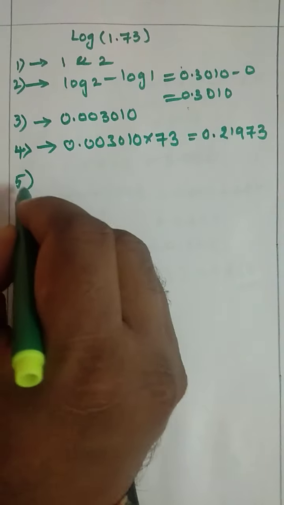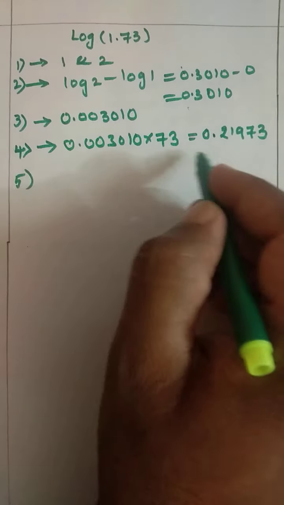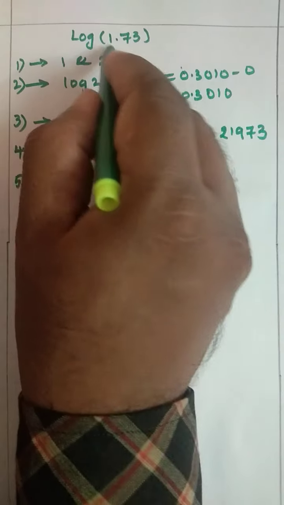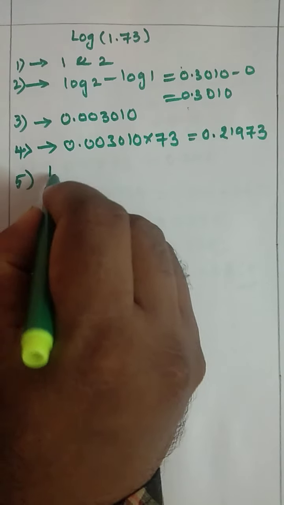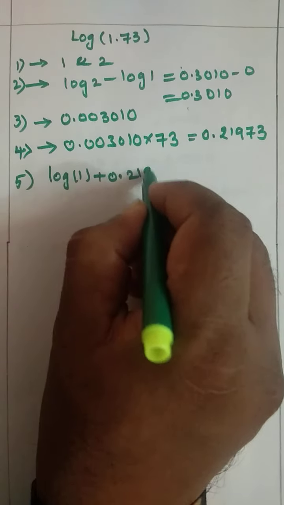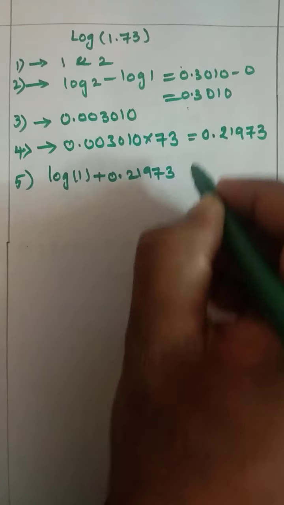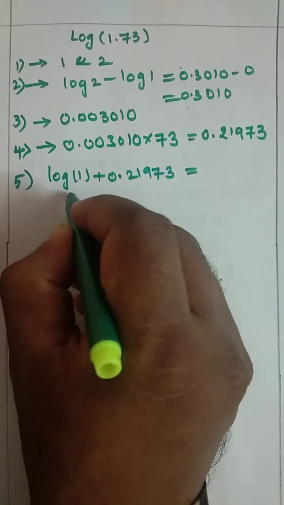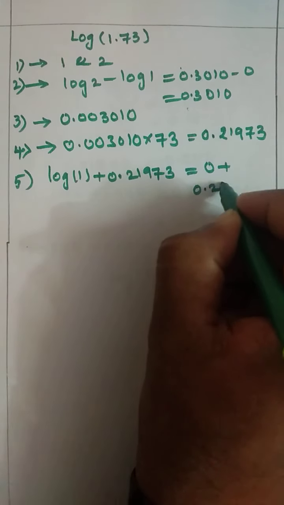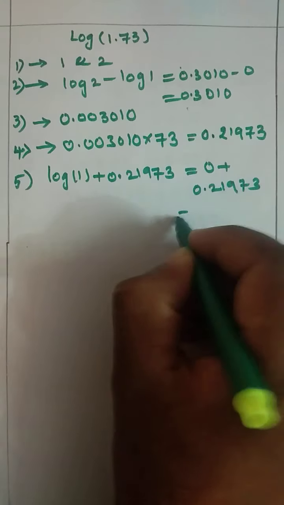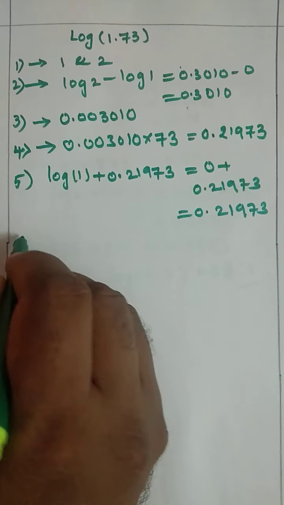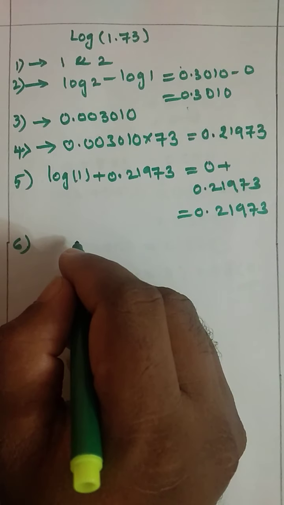Then what is the fifth step? To this we have to add the log of the number which is present before the decimal point. Before the decimal point you have 1 here, so we need to add log of 1 plus 0.21973. So which is equal to how much? Log 1 equals 0. So as it is 0, you will have only 0.0 plus 0.21973, nothing but you will get 0.21973. Now the sixth step. So what do we need to do in the sixth step?